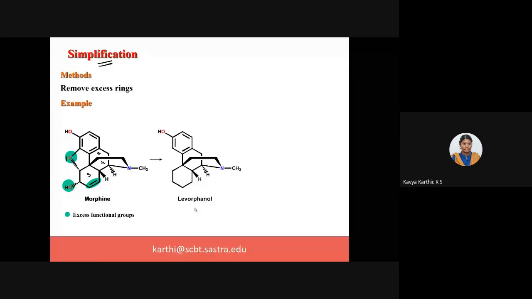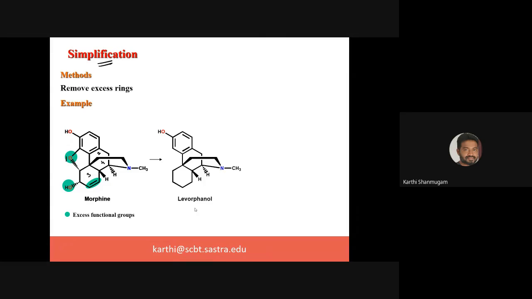Because they have removed the excess functional groups alone. In other words, they have retained the functional groups which are important for the biological activity. Am I right? Yes, sir. Okay, are you able to understand? The pharmacophore is retained in levorphanol. Are you able to understand? Yes, sir.